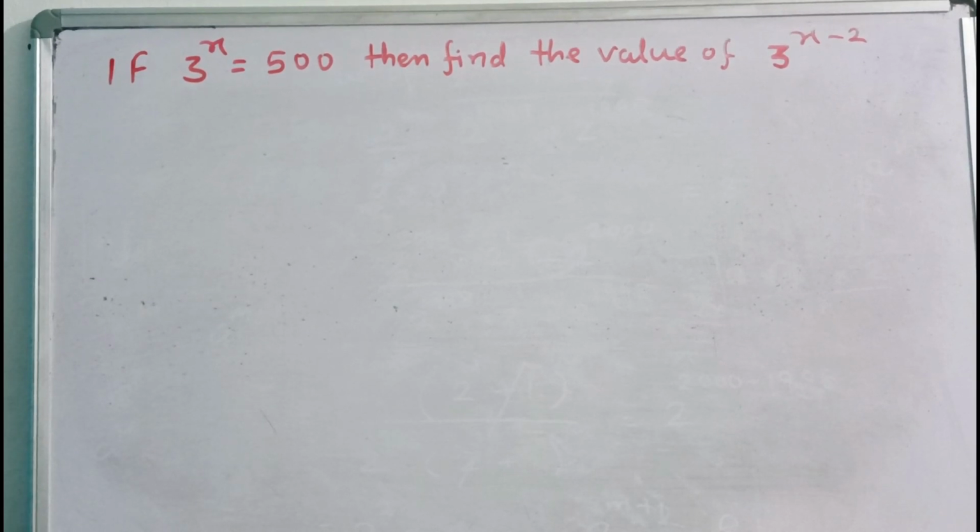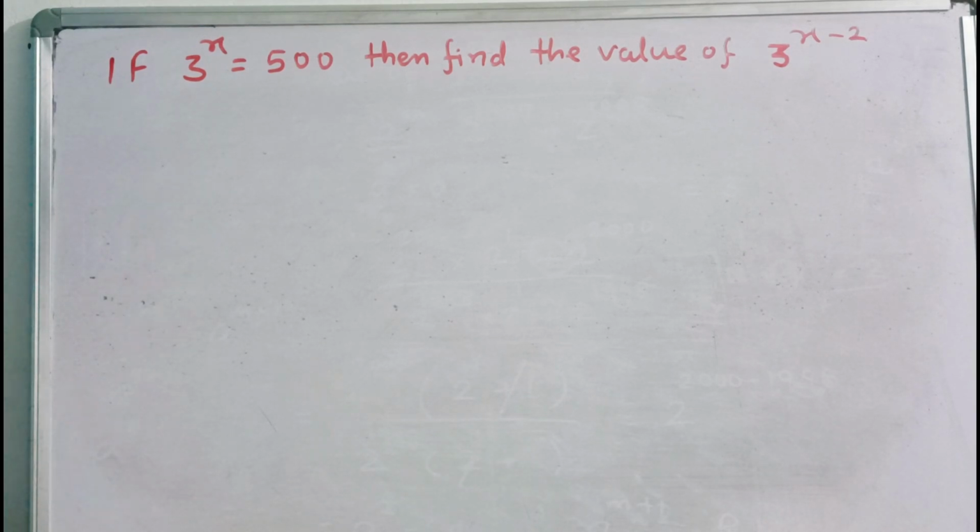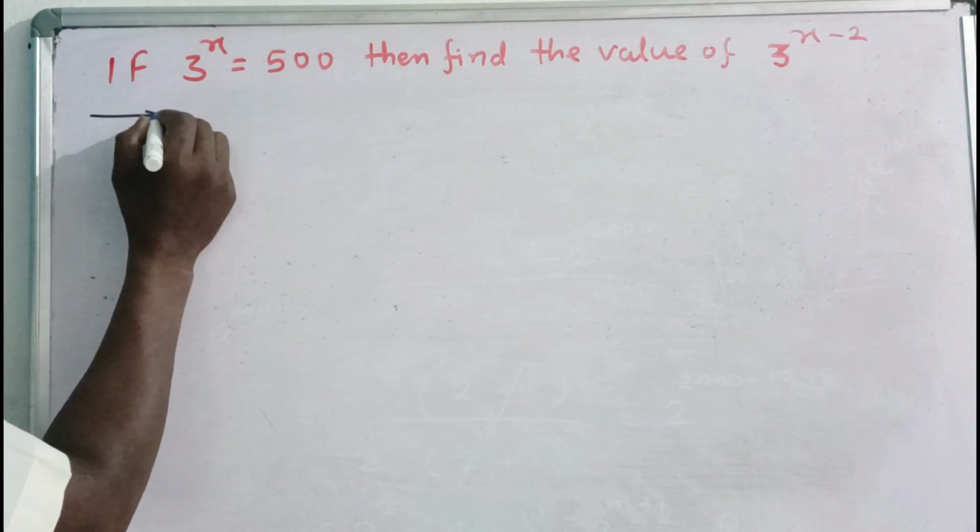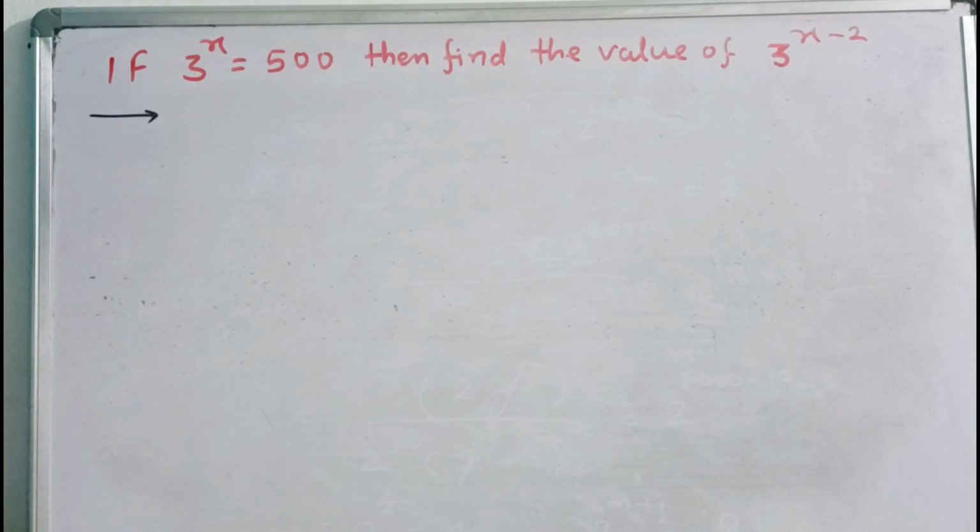Here 3 raised to the power x is equal to 500. Then find the value of 3 raised to the power x minus 2. Now, can you solve this problem individually? Try to solve it. If that is not possible, then find the solution here.